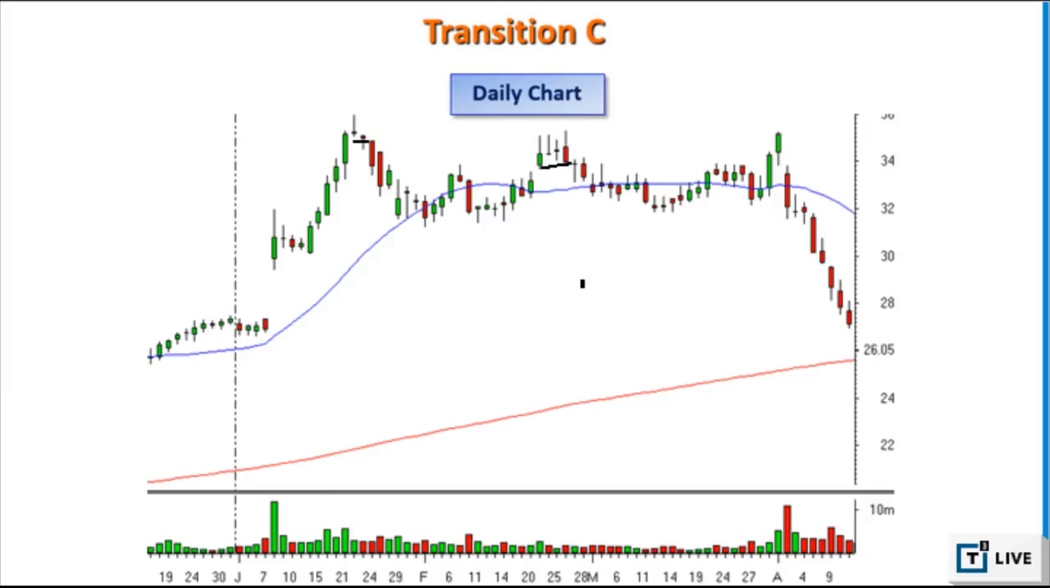Did I know it topped out here? No. I knew it topped out when it gapped down here and started to base. And then the moving average now was above it and started to point down, to curl. That's when you know the stock topped out.